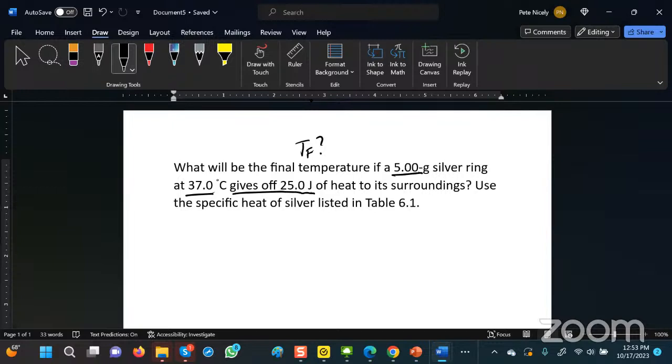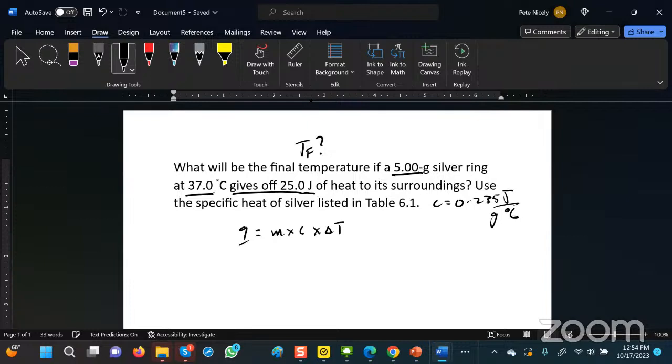If it gives off heat, it means what? It's going to be negative, right? Okay, so those are the things you have to pay attention to. And the specific heat for the ring is 0.235 joules per gram degree Celsius. So this is the equation we're going to use. Q is equal to M times C times delta T, right?